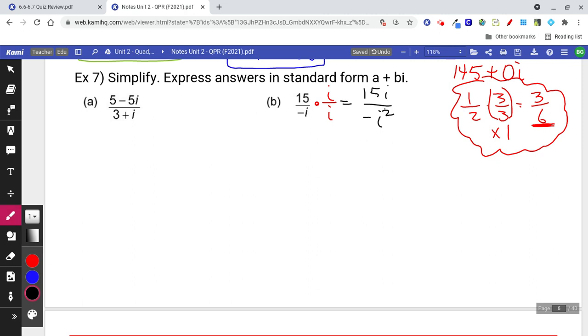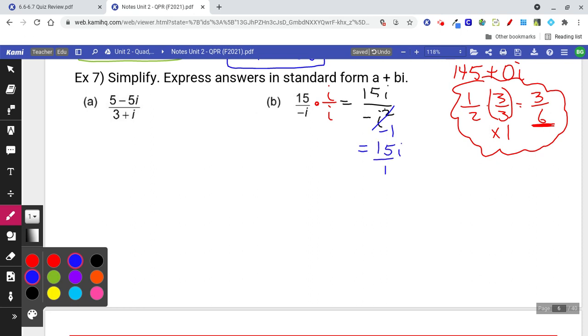And this is useful for me because I know that i squared is negative 1. So this says 15i over the opposite of negative 1, or 15i over 1, which is just 15i. Okay. I'm not allowed to have an i on the bottom. I used that trick to do that.